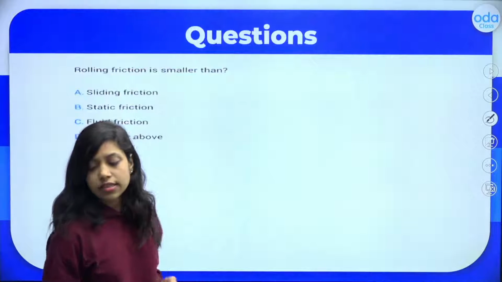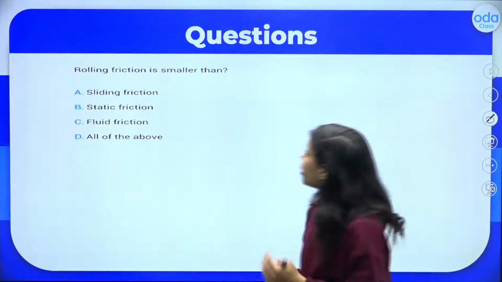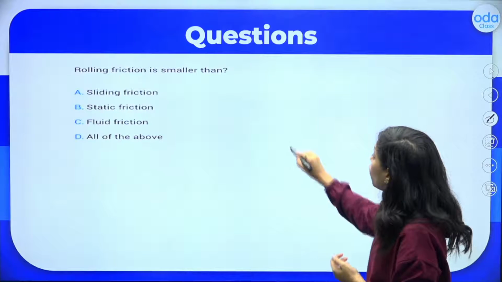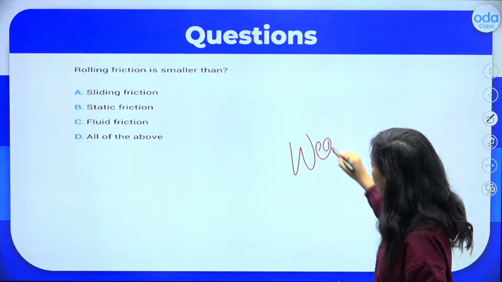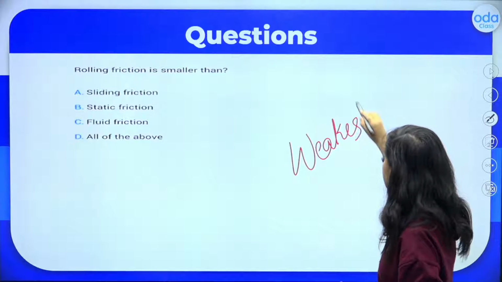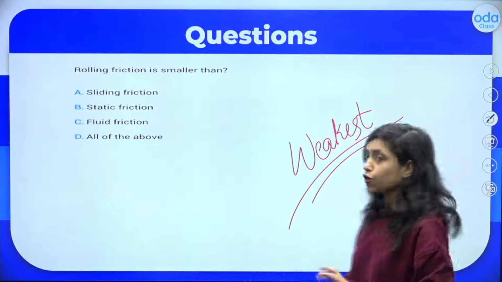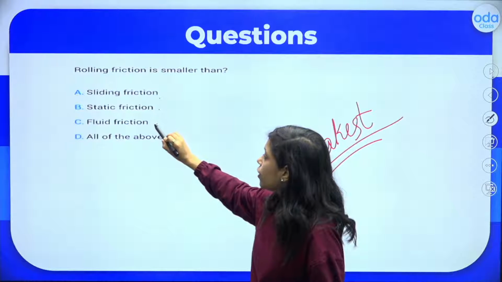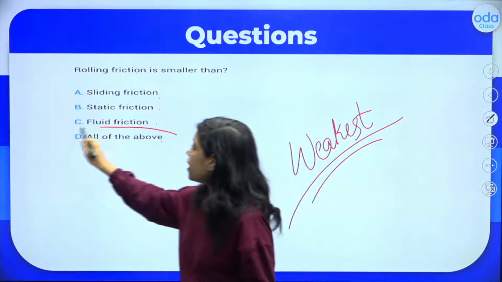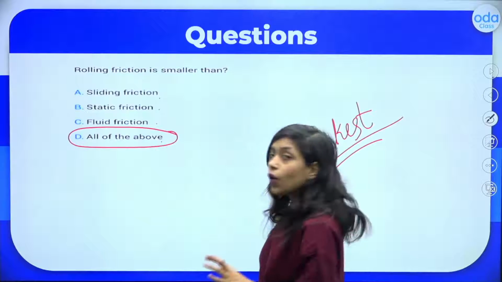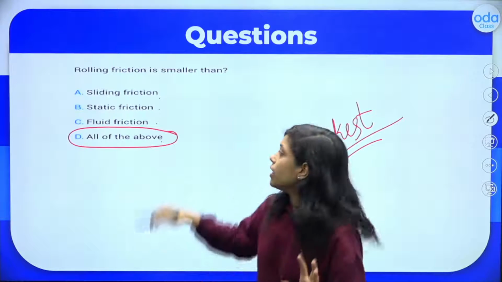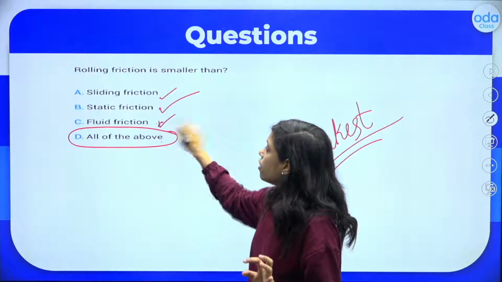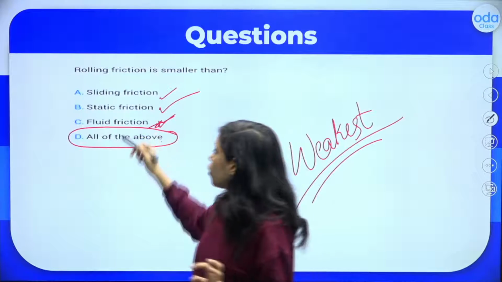So now answer this question. Rolling friction is smaller than what? I told you rolling friction is actually the weakest type of friction. Okay, so it is smaller than sliding friction, static friction, fluid friction, all of them. So the answer will be all of them because rolling friction is the weakest. It is weaker than sliding friction, weaker than static friction, weaker than fluid friction as well. Is it clear to all of you?